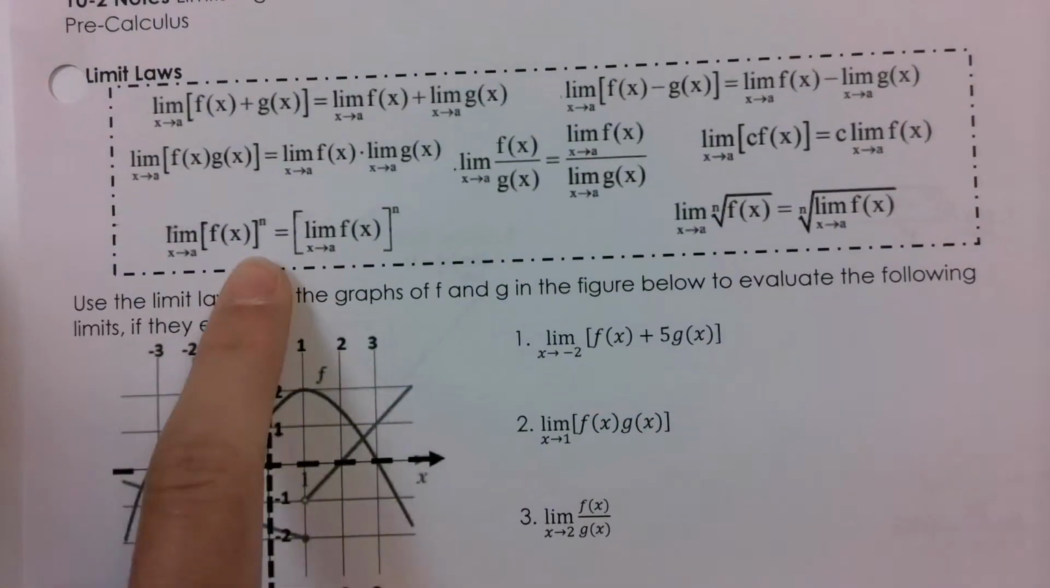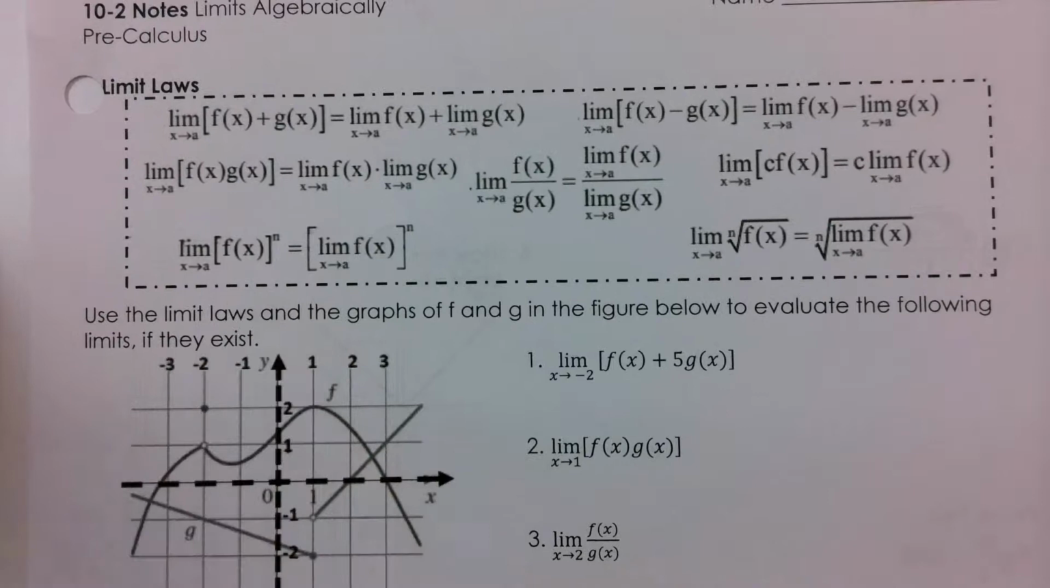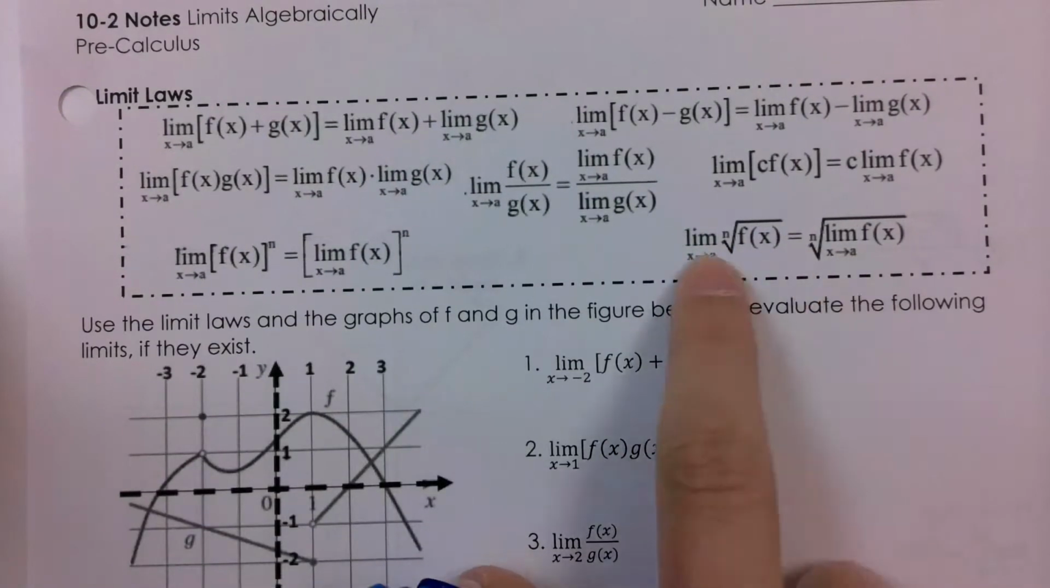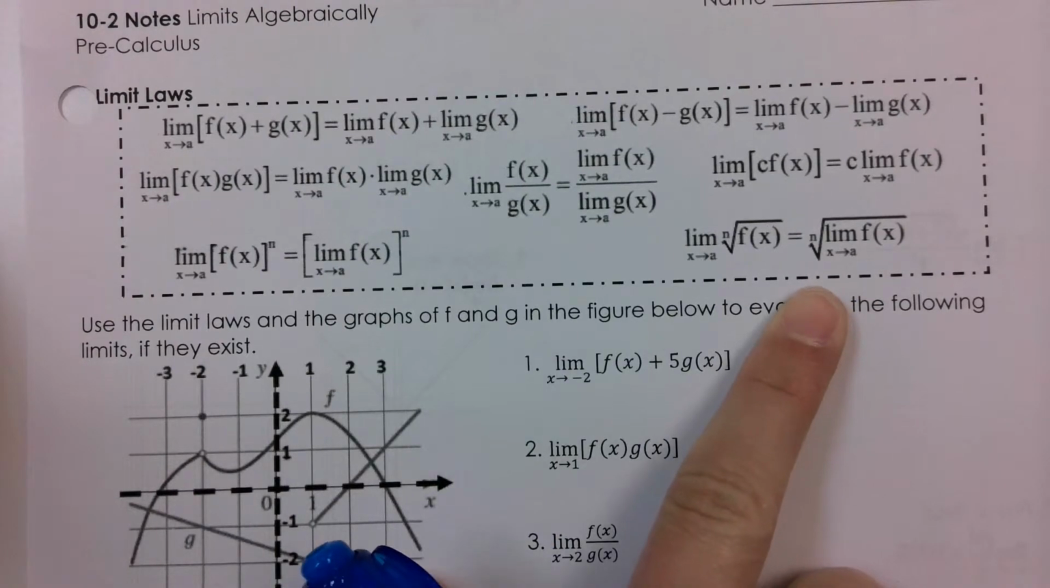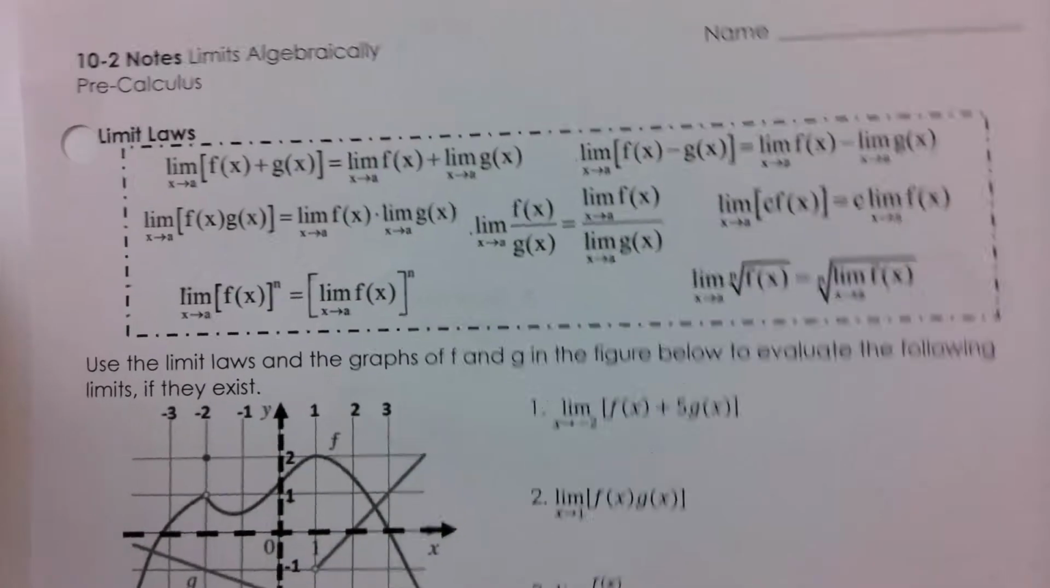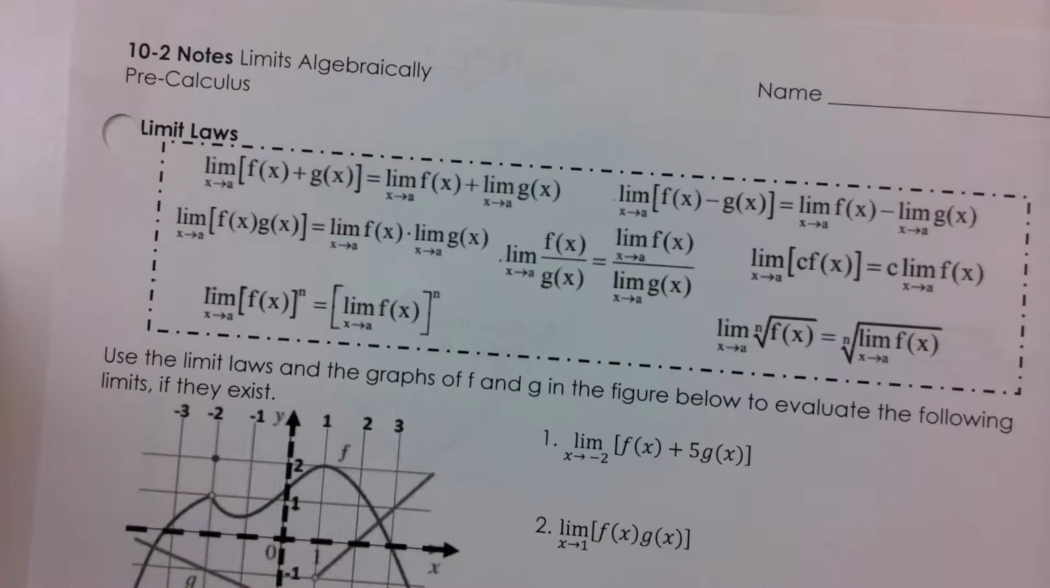And then if you've got an exponent on your function, then you can pull it outside. So find the limit and then just put that exponent on the limit. And that's basically the same thing with your root, because you can write a root as an exponent anyway, right? So yeah, that's all that stuff is saying. Is that okay? Questions?